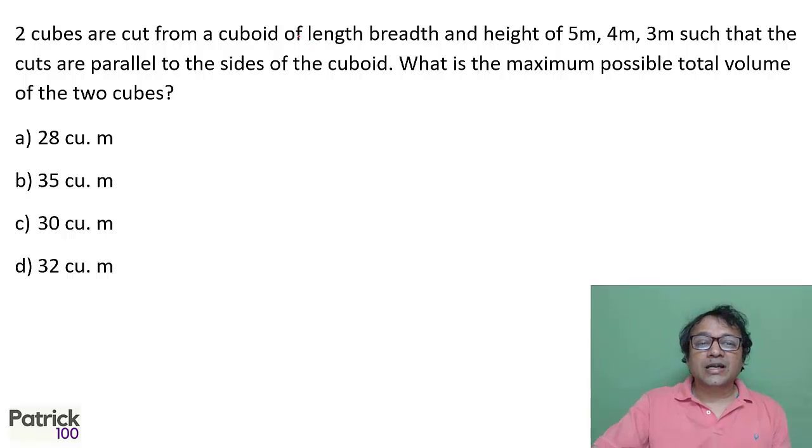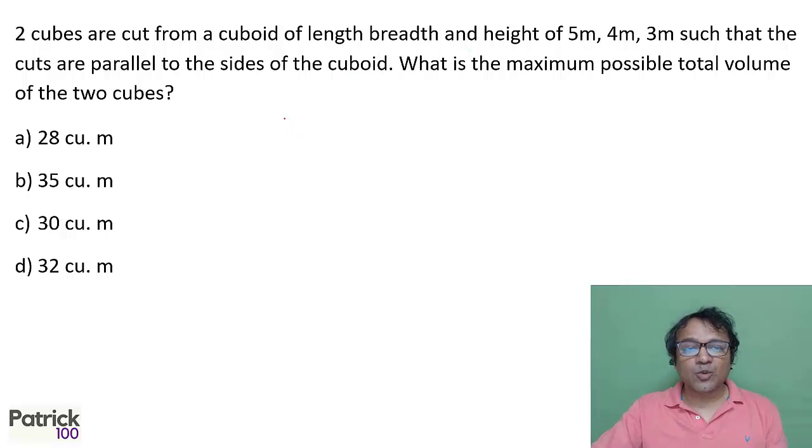Two cubes are cut from a cuboid of length, breadth, height 5 meters, 4 meters, 3 meters such that the cuts are parallel to the sides of the cuboid. Maximum possible volume. Since the smaller side is 3 meters, the maximum cube that can be cut is 3 by 3 by 3, which is 27 cubic meters, maximum.